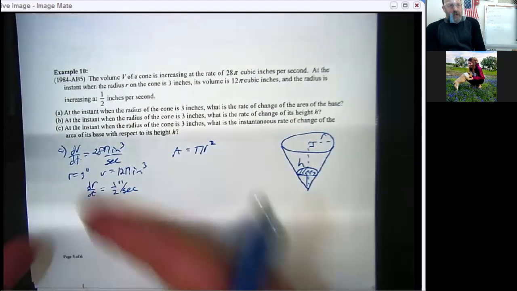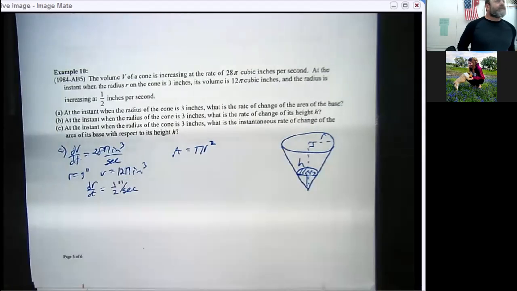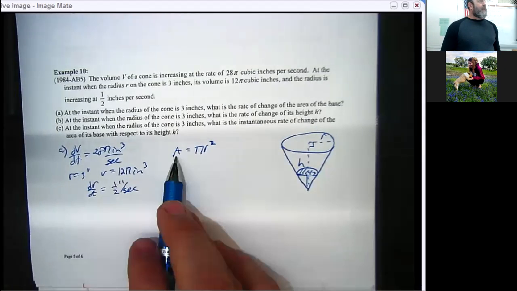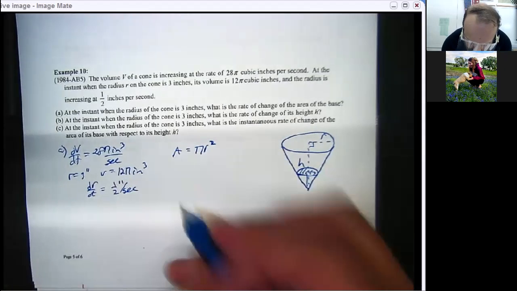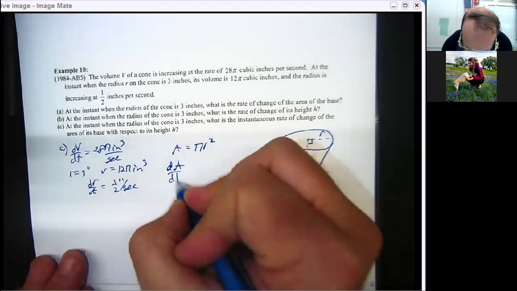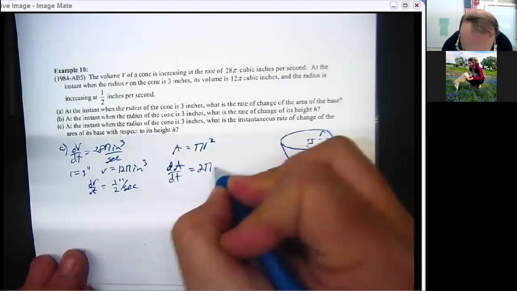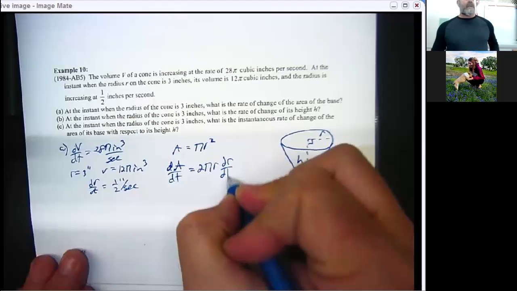So if we now have our geometry formula, we have a diagram, we figured it out, we've identified all of our stuff. What's the derivative? dA dt. dA dt equals 2 pi r dr dt.